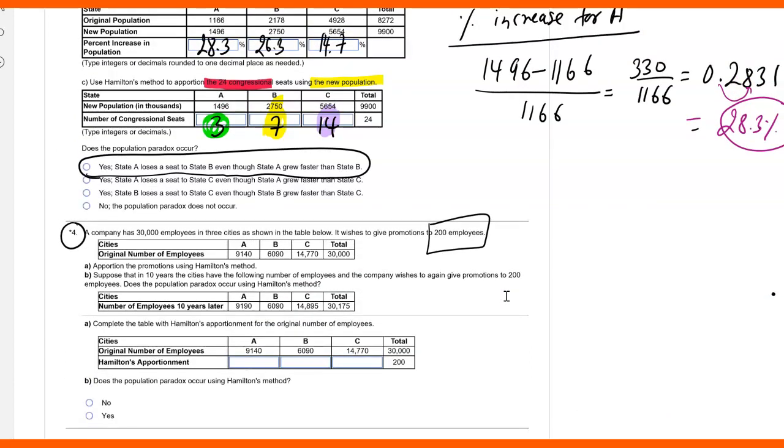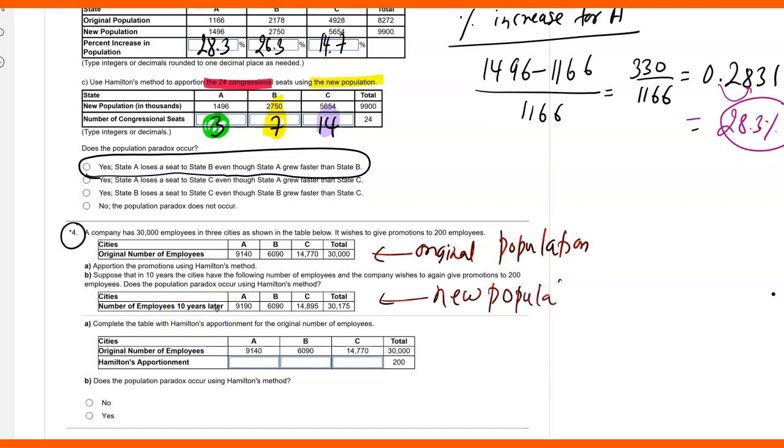The first one is the original population. The new one here is the number of employees after 10 years. This is the new population after 10 years.